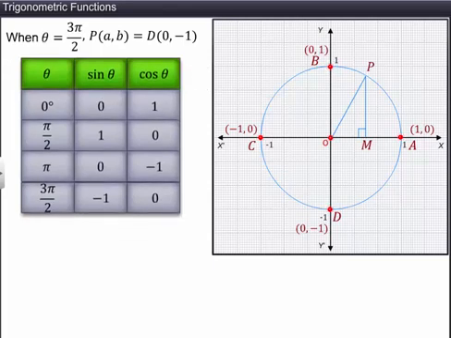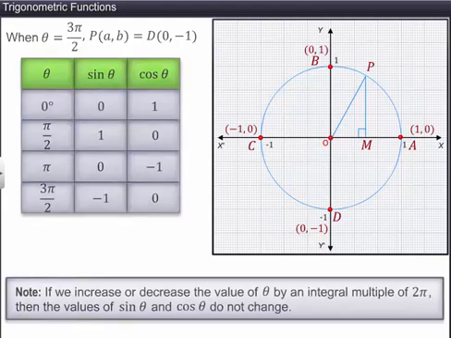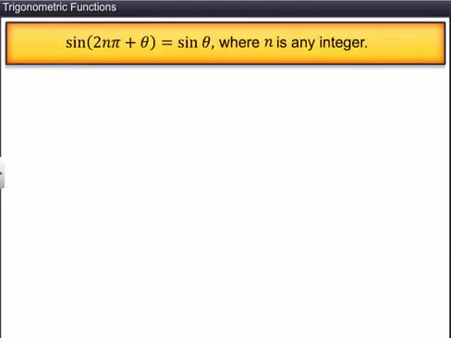This way, if we take one complete revolution from point P, we come back to the same point, P, again. It means that if we increase or decrease the value of theta by an integral multiple of 2 pi, the values of sin theta and cos theta do not change. Hence, sin 2n pi plus theta is equal to sin theta, where n is any integer.